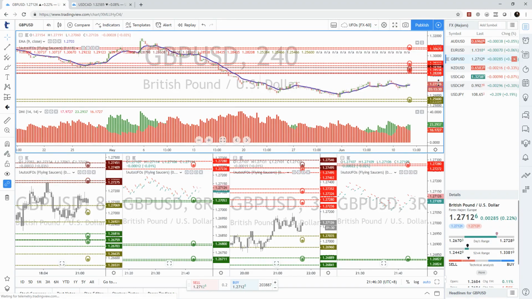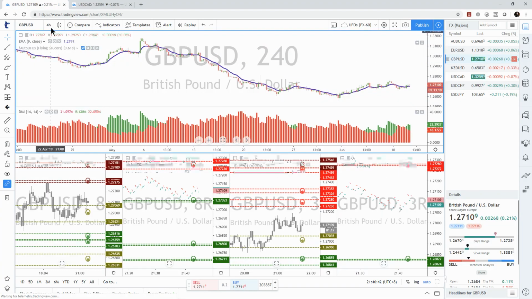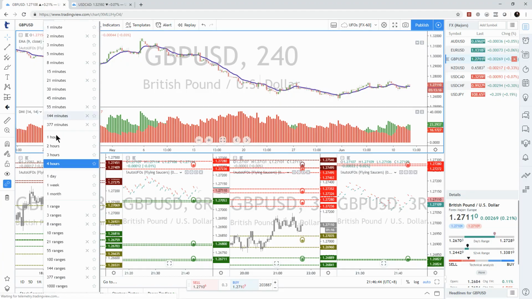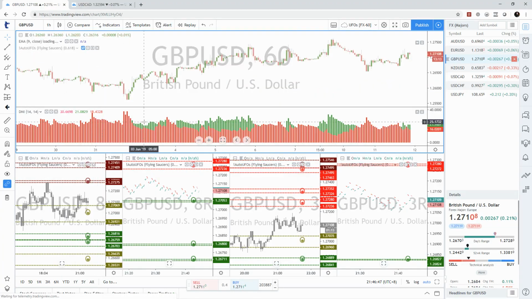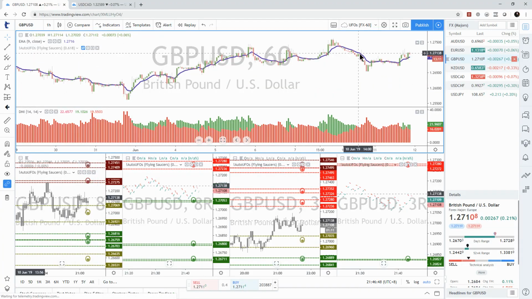Okay, so 128.20 would be the target for the pound. So we are going for that one. Let me disable the UFOs. We don't need any more. Go back to 1 hour. Let's not make the mistake I just made earlier with the NASDAQ. And now we're going to be able to plan on the entry.